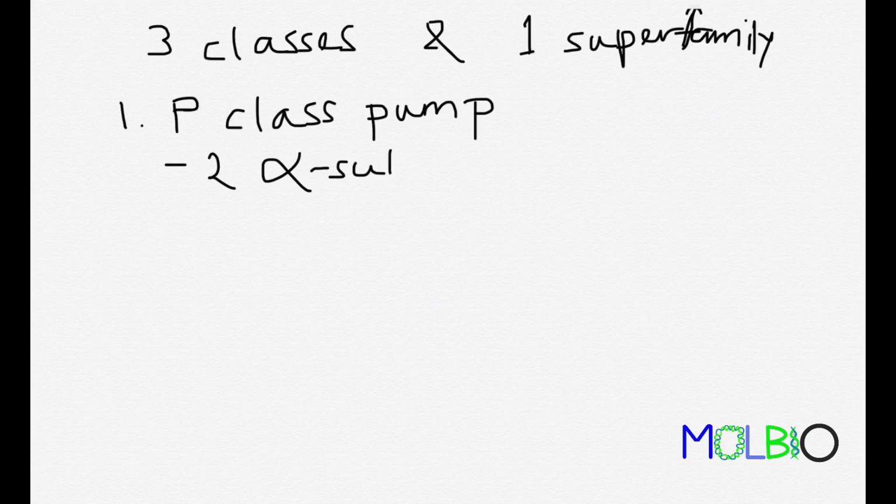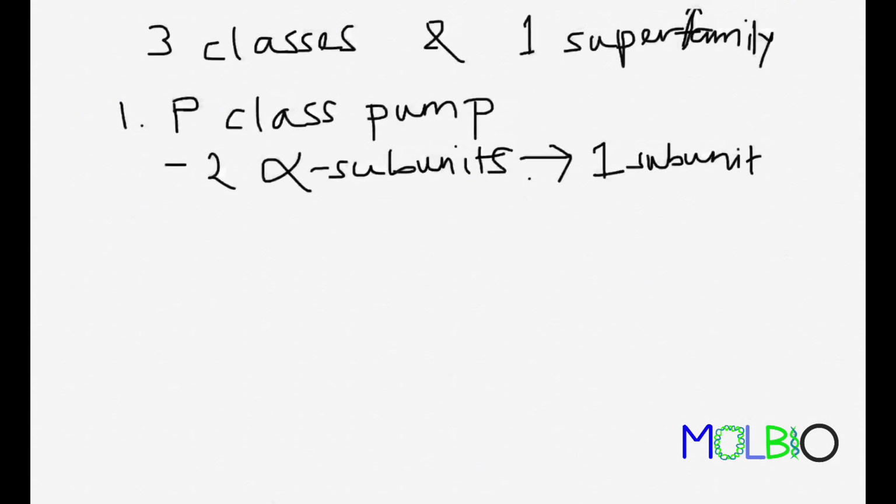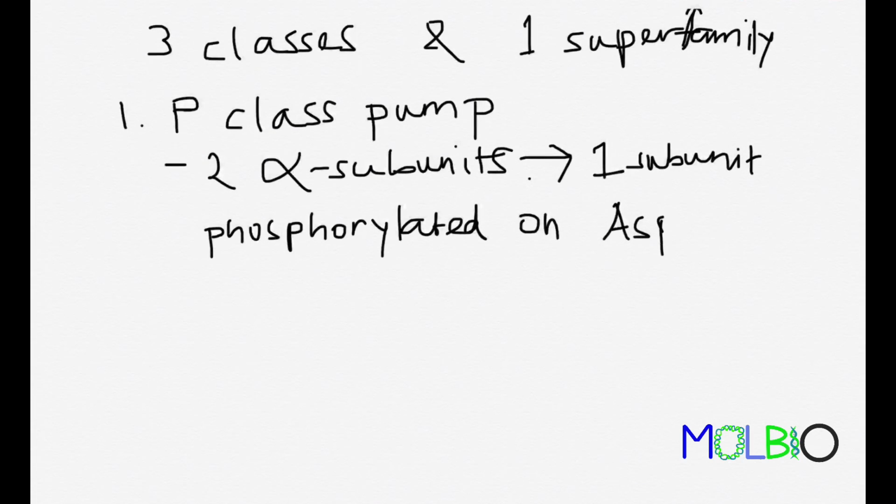The P-class pump has two alpha subunits, which consist of alpha helices, and one of these alpha subunits will undergo phosphorylation. Phosphorylation means attachment of a phosphate molecule or moiety. This phosphorylation happens at one of the aspartic acid residues.